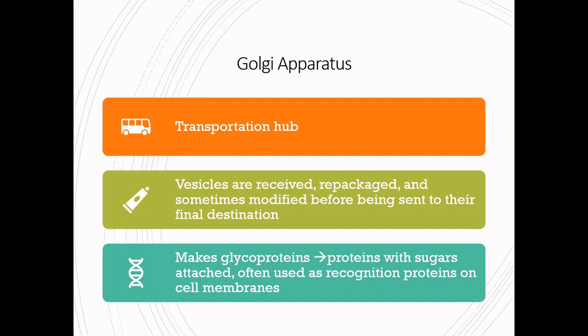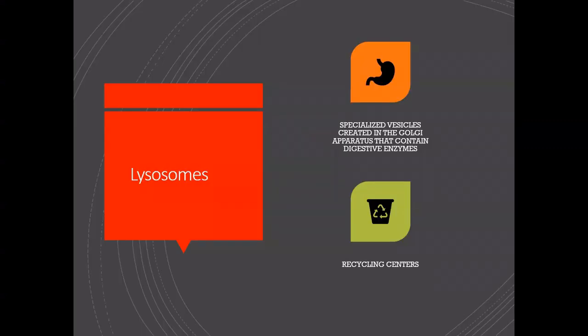The Golgi apparatus acts as the transportation hub, where vesicles are received, repackaged, and sometimes modified before being sent to their final destination. The Golgi apparatus makes glycoproteins, which are proteins with sugars attached. We often use those as recognition proteins on cell membranes. We also have something we call lysosomes. Lysosomes are specialized vesicles created in the Golgi apparatus that contain digestive enzymes. They act as recycling centers for the cell.